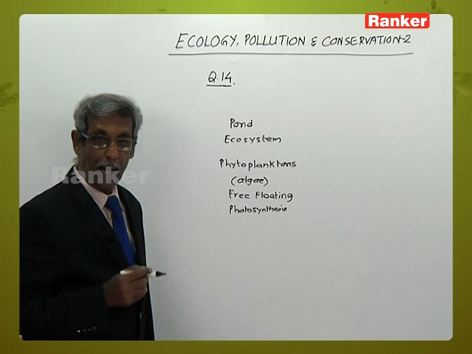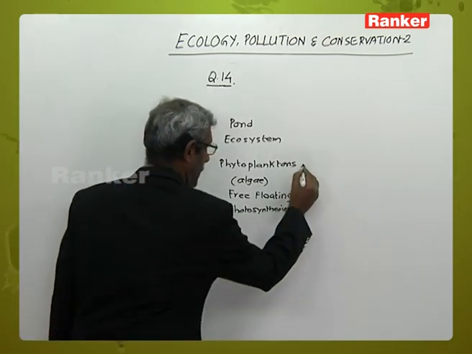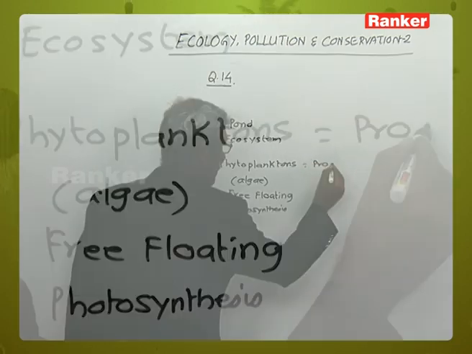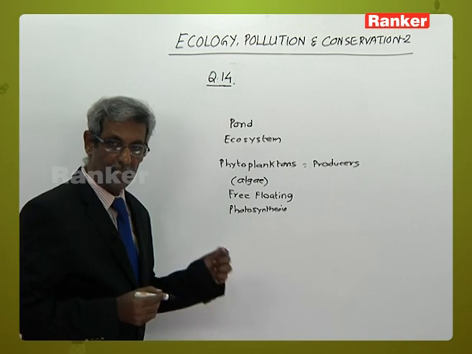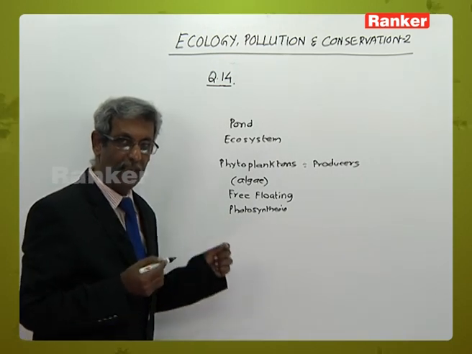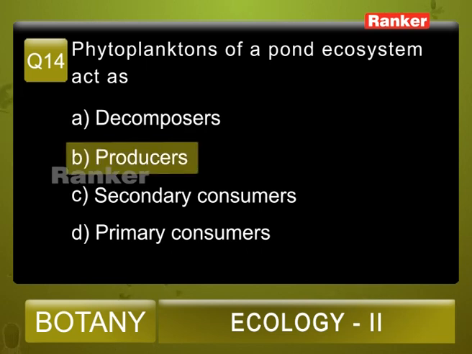So, being carbon trappers, they are termed as producers, and they are the first link in the food chain, as an integral part of the pond ecosystem. The right answer is B. producers.